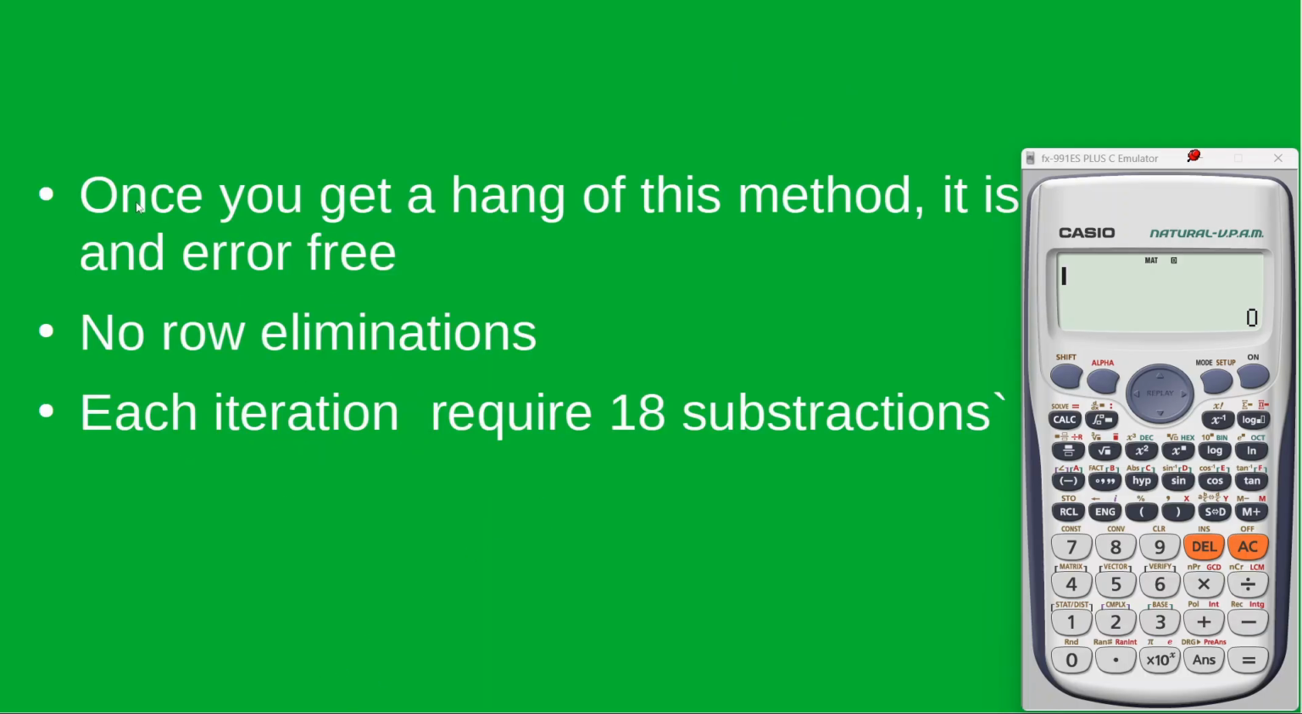So just remember one thing, once you get a hang of this method, it is error free. Now here you have not even done a single subtraction or row manipulation. No row eliminations have been done. So this makes this method absolutely error free. And once you get an idea of it, it's going to be pretty simple. Remember one thing, once again, why I would motivate you to learn this method is, for each iteration, we have done 2 iterations here. If you had done the original simplex tableau method where row eliminations were involved, for each iteration, you would have to do 18 subtractions. Now, the chances there of doing any mistake is pretty high.